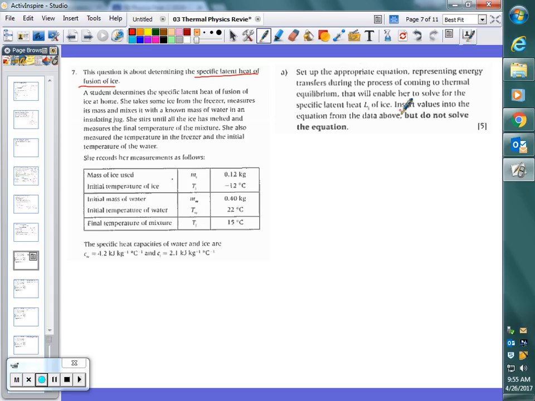All right, so let's talk about the water that's already in the cup. What does the water that's in the cup have to do?